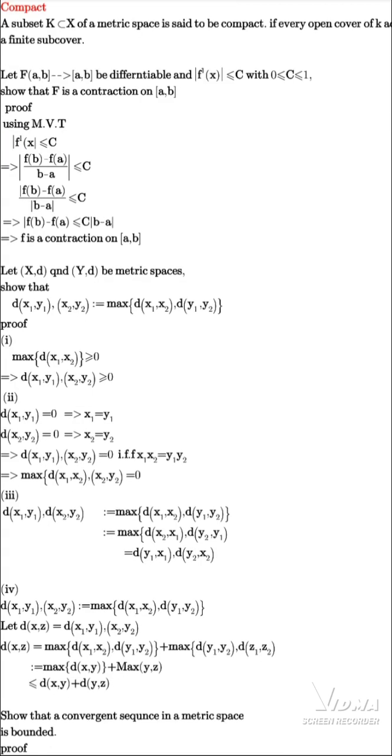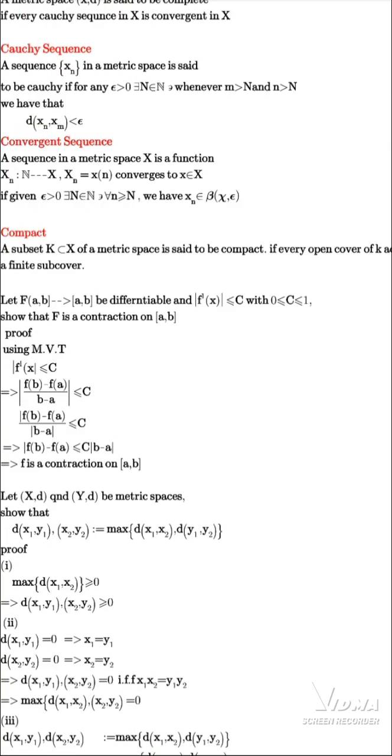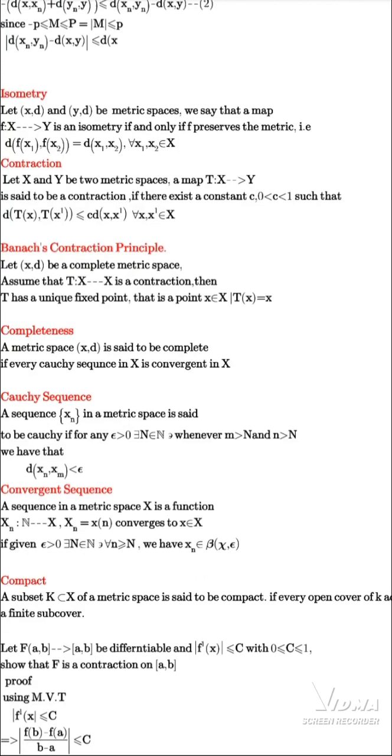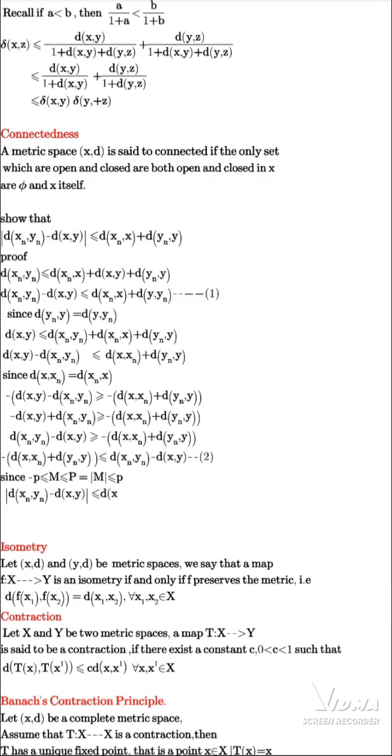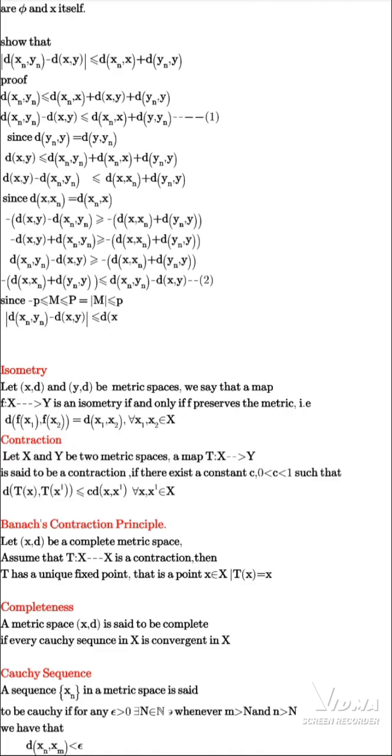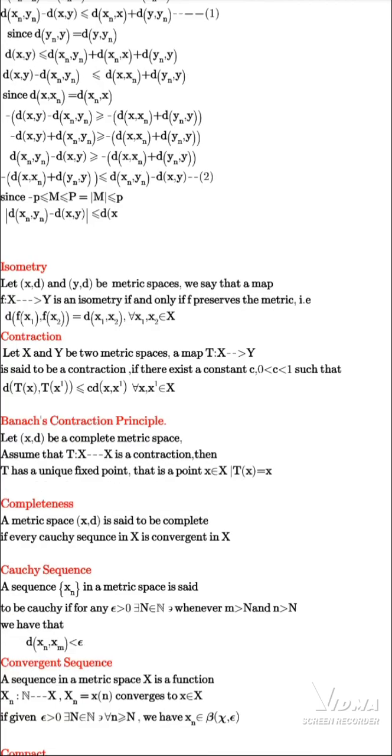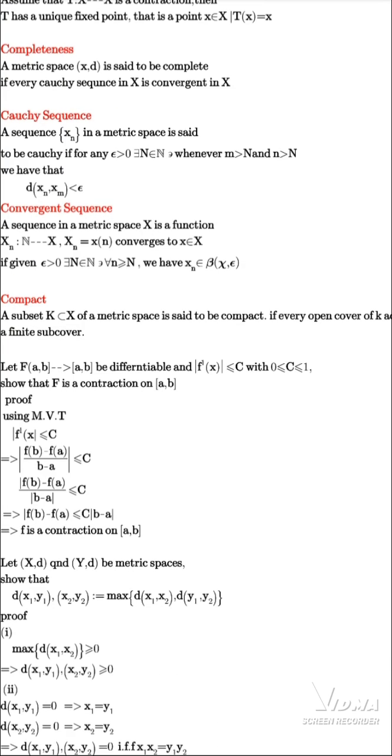Let f from [a, b] to [a, b] be differentiable, and the absolute value of f prime of x is less than or equal to c. So we have to prove that f is a contraction on [a, b]. Recall the mean value theorem from real analysis; we can use the mean value theorem to prove this, and using it you see that it obeys contraction. If you go back to the definition of contraction here, you can see that the distance of the images is less than or equal to a constant times the distance. So that's what we have here.